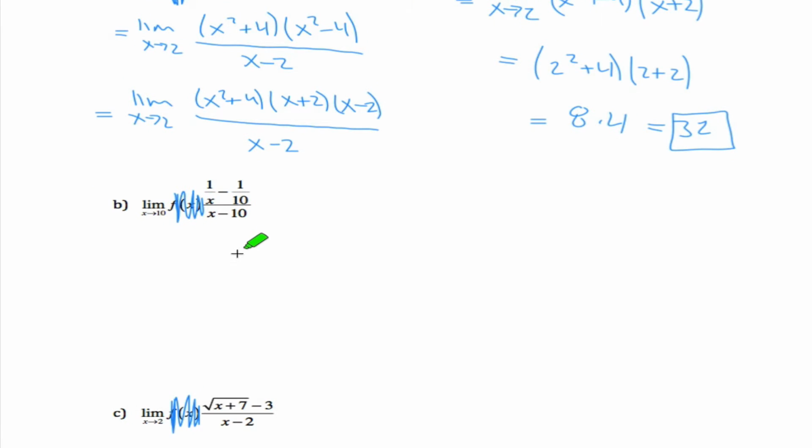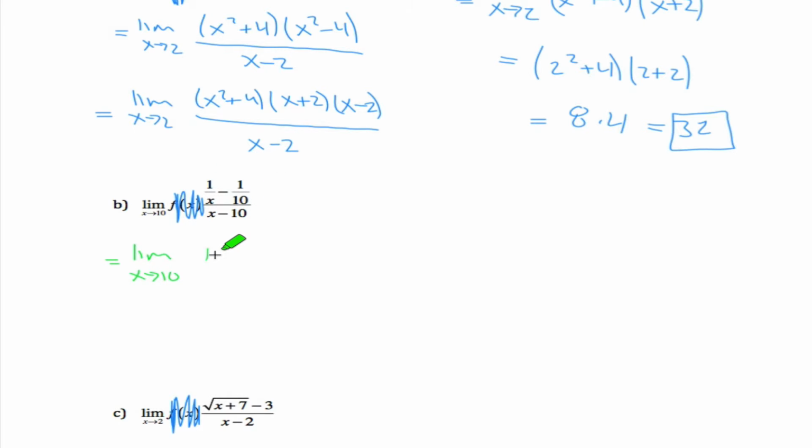How about this next one? Well, again, I can't just change all the x's into 10 because this function is discontinuous at 10. So my goal is to get rid of this x minus 10 right here. And the way I'm going to do that is I'm going to find a common denominator up here in the numerator. So I'll multiply this side by 10 over 10 and this side by x over x.